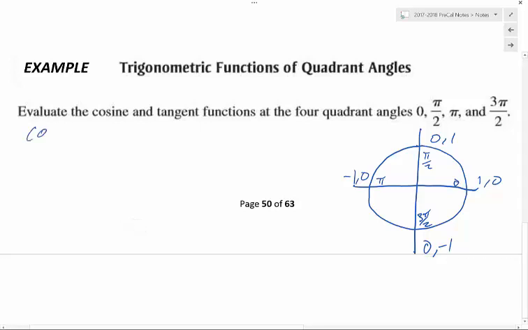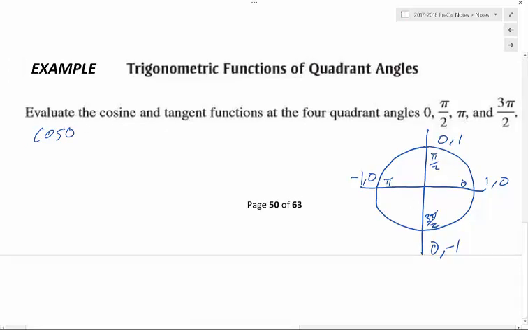So the cosine of 0 is the x value at 0, which is 1. The tangent of 0 is y over x, which is 0 over 1.